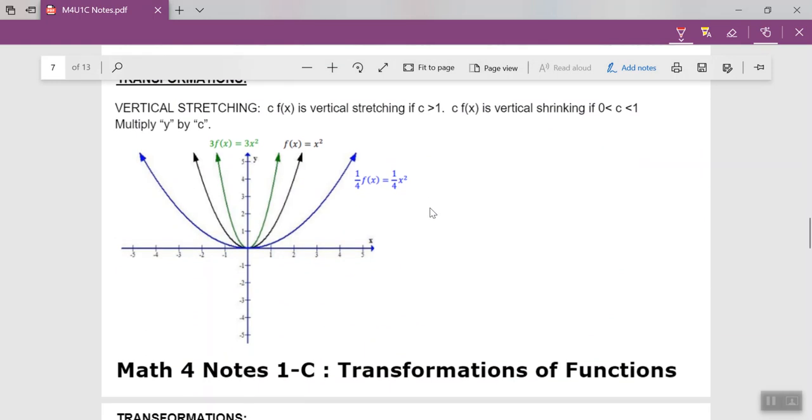All right, vertical stretching. Probably you learned this about parabolas. The idea is that if I have a number in front of my parent that is bigger than 1, it's going to stretch vertically. Vertical stretching if the number is bigger than 1. But if it's less than 1, like for instance 1/4 is less than 1, it will not vertically stretch, it will vertically shrink. I've also used the term vertically flatten.